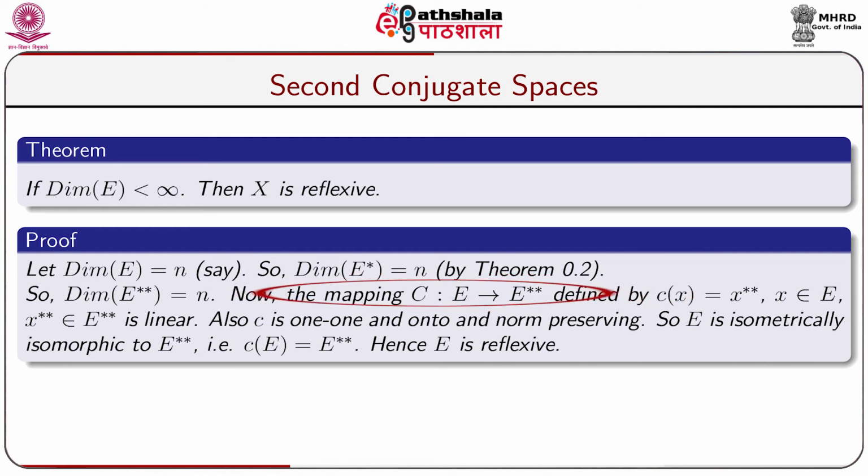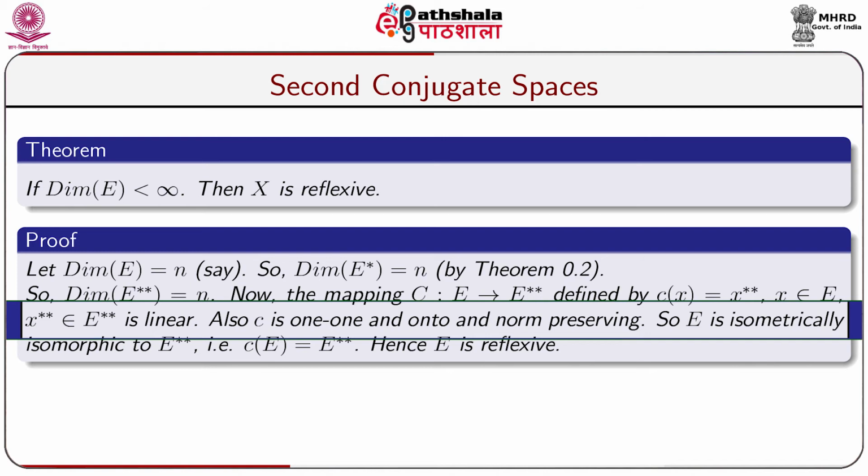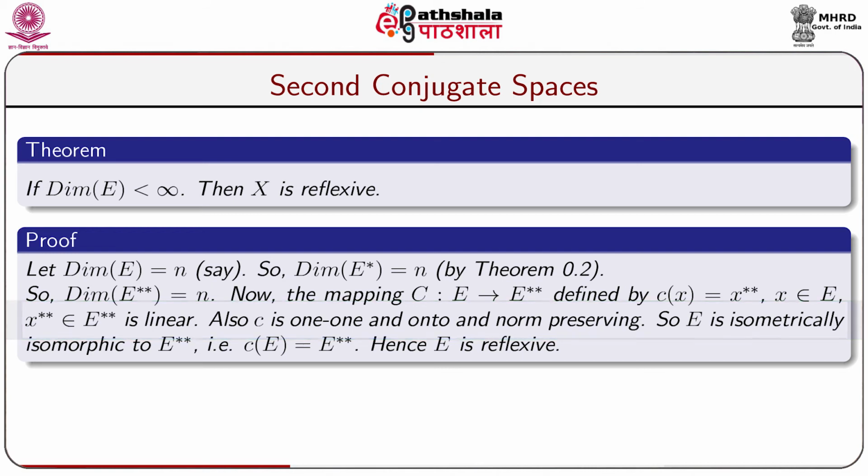Now, let us define a map C from E to E double star defined by Cx equal to x double star, where x belongs to capital E. The mapping C is called the canonical mapping. Now, x double star belonging to E double star is linear. Also, we have seen that C is one-one, onto and norm-preserving. So, capital E is isometrically isomorphic to E double star, that is, CE is equal to E double star, hence E is reflexive.